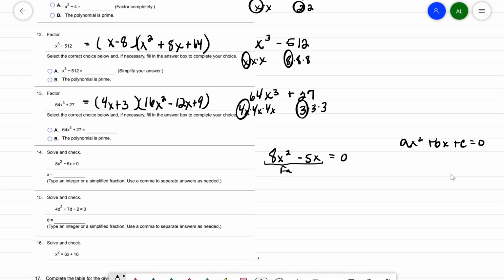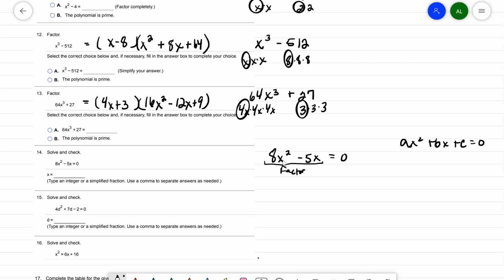Now I have to determine, well, how am I going to factor this polynomial? Well, it's a binomial. It appears to be a perfect square, but is it? Right? I see the x squared, but 8 is not a perfect square. 5x is not a perfect square.